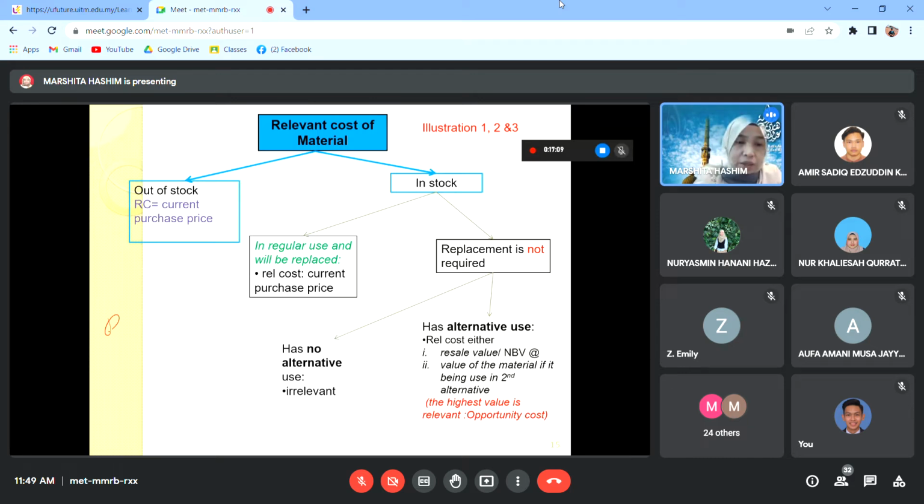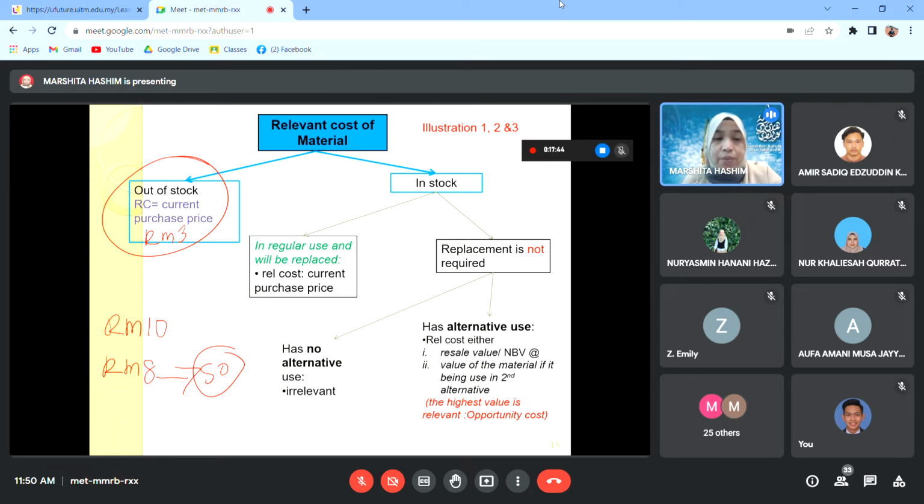In terms of material, let's say currently you normally sell your product at 10 ringgit each. Currently you receive an order from a customer but they want to pay you 8 ringgit each. This is known as a special order. You want to decide whether to accept the special order or not. If you accept, let's say you have to buy material because you don't have material in stock. If you buy material, maybe you have to pay 3 ringgit. So the relevant cost for material is 3 ringgit.